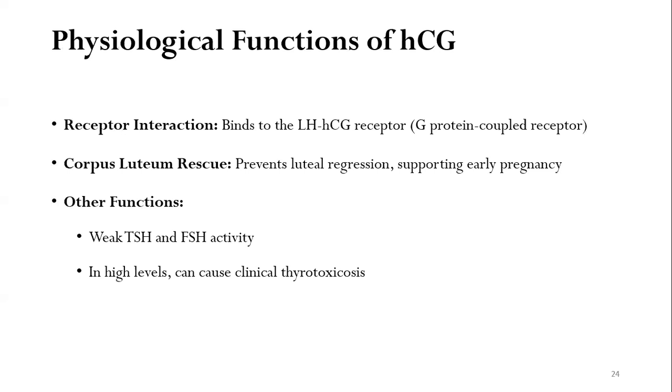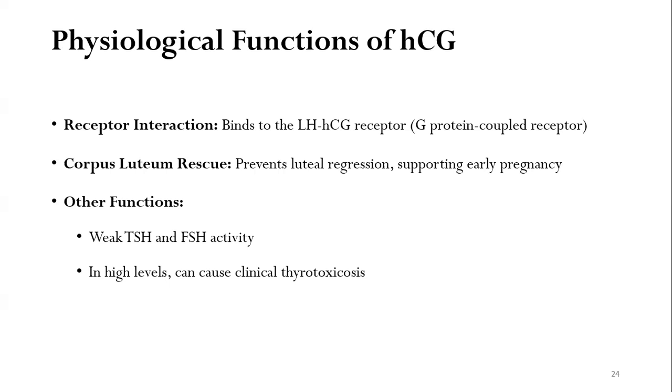Now, what are the physiological functions of HCG? HCG binds to the LH-HCG receptor, which is a G protein coupled receptor. The primary function of HCG is the rescue of the corpus luteum. As we know, after ovulation and fertilization, there is formation of a corpus luteum. This corpus luteum is very important for supporting the pregnancy during the early period before the placenta takes over. So HCG is important to prevent luteal regression. HCG helps in maintaining the corpus luteum so that it can support the early pregnancy.